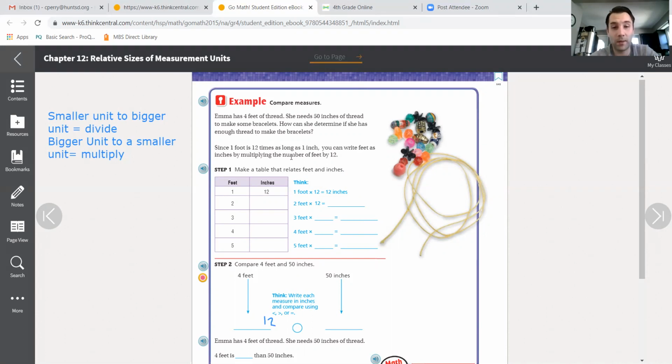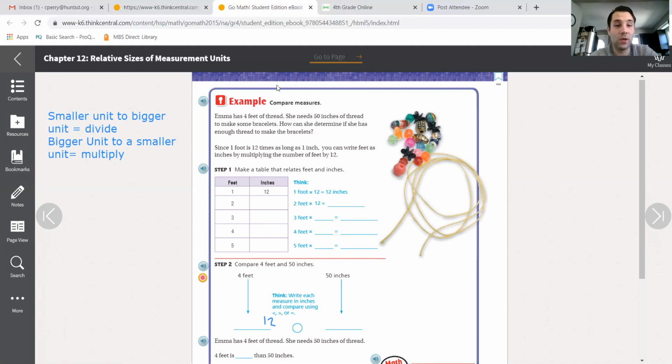Okay, so let's think about that. We know this is a nice little table that has been set up for us. We have feet and inches. Is feet a bigger unit or a smaller unit than inches? Yeah, it's a bigger unit. Okay, a foot is bigger than an inch.